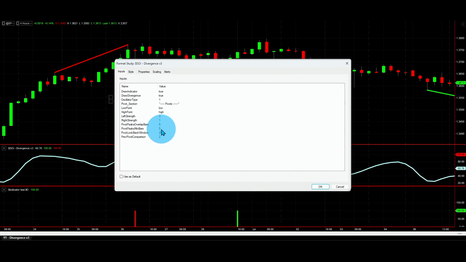So 5 means I need a minimum of 5 bars between each 2 pivots. And then the look back is 25 bars. That means I can look back over the past 25 bars to find a pivot. And then the comparison is the second pivot. Now, why I'm showing you all this? Because I want you to know how hard it is to build divergence strategies. Because even with fixing the oscillator and with fixing the low and high pivot, we still have 6 parameters to optimize to find strategies.